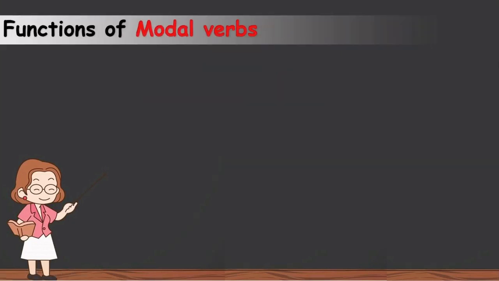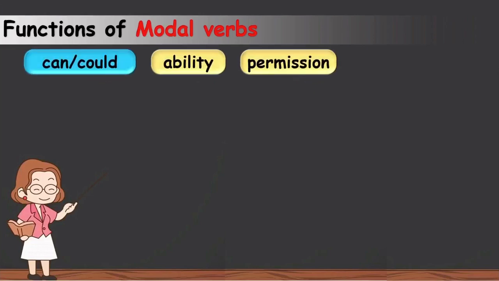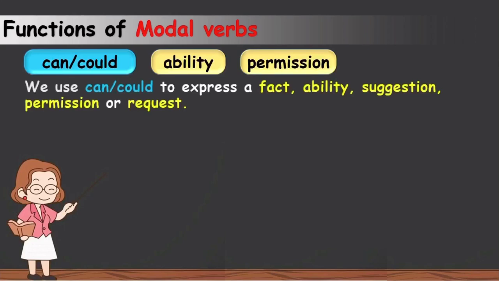Functions or uses of modal verbs. Can or could is used to express a fact, ability, suggestion, permission, or request. Example, I can run fast. In this sentence, the modal verb can expresses an ability to do something. The word can expresses an ability that the speaker can run fast.